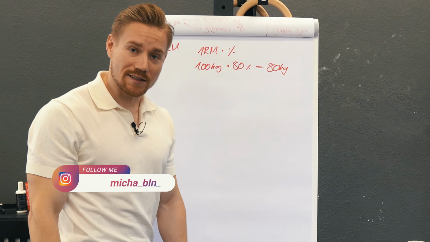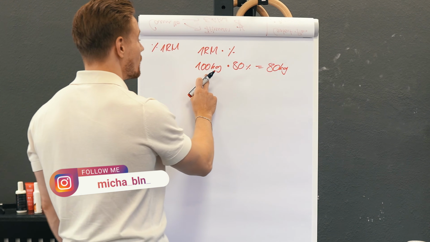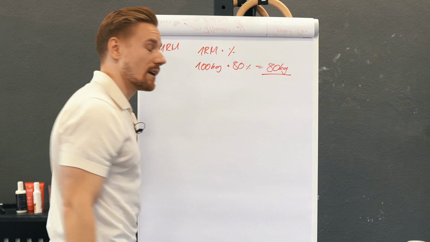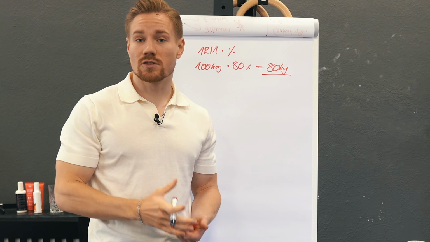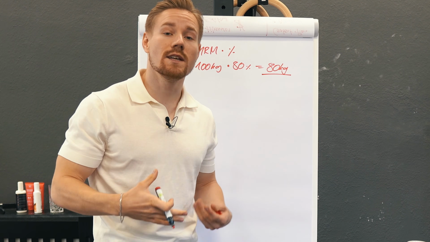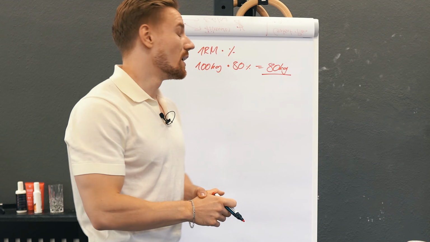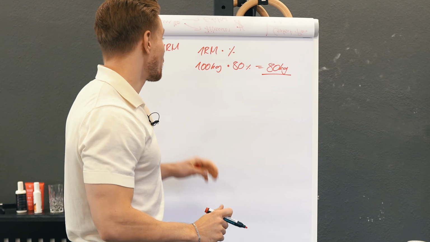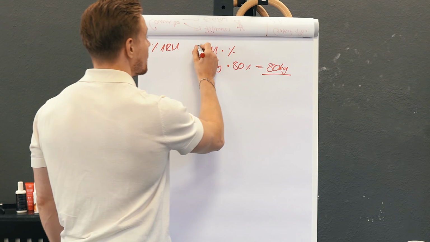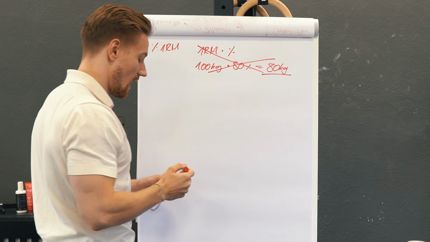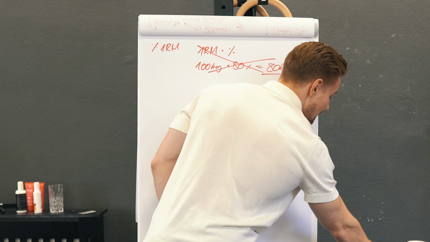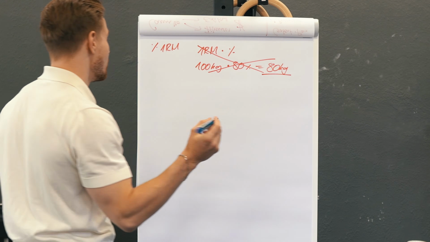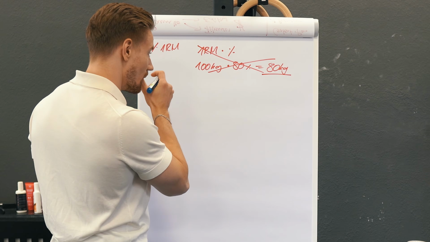If my 1 rep max now of a dip is also 100 kg, 80% of that is not 80 kg, because I need to take into account that I'm also moving my body weight with it. So if we want to calculate percentages of our 1 rep max for weighted calisthenics exercises, this is not how it works. It is also very simple, but we need to take into consideration our body weight.